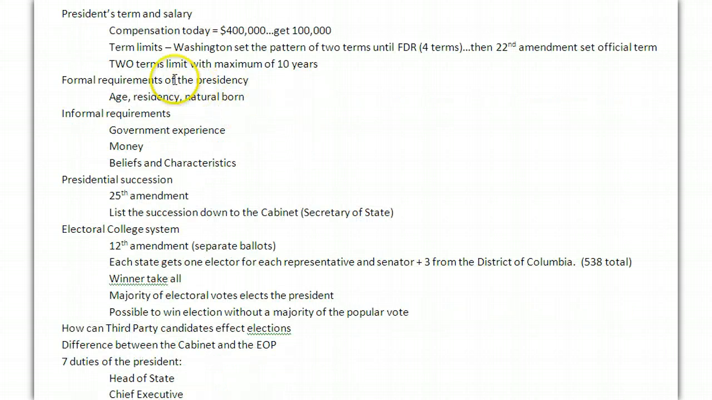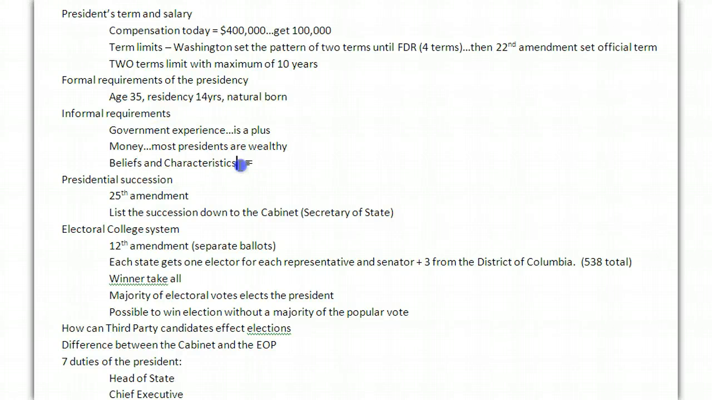Formal requirements of the presidency: age, you have to be 35 years old. Residency, you have to have 14 years, and you have to be a natural-born citizen. Informal requirements: government experience is a plus. Money, most presidents are somewhat wealthy.